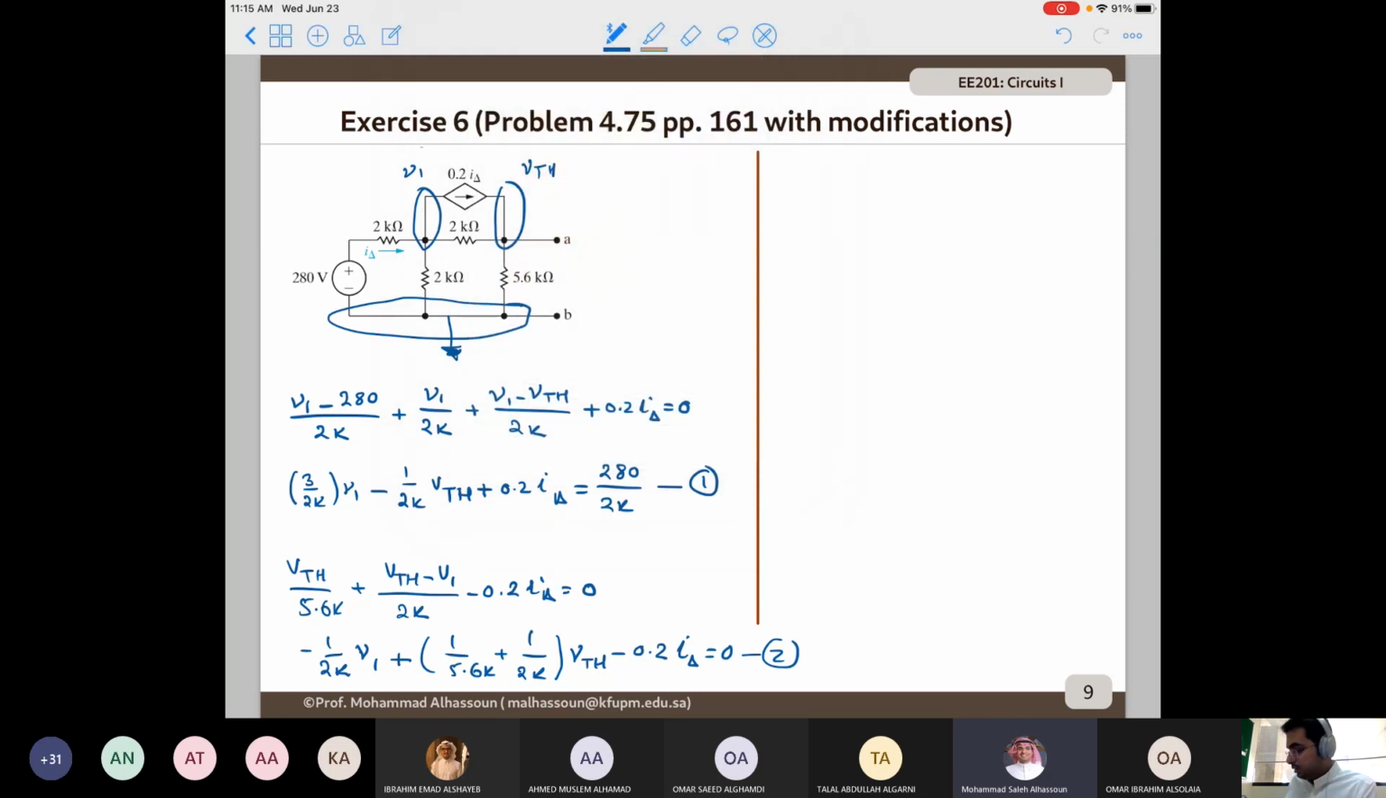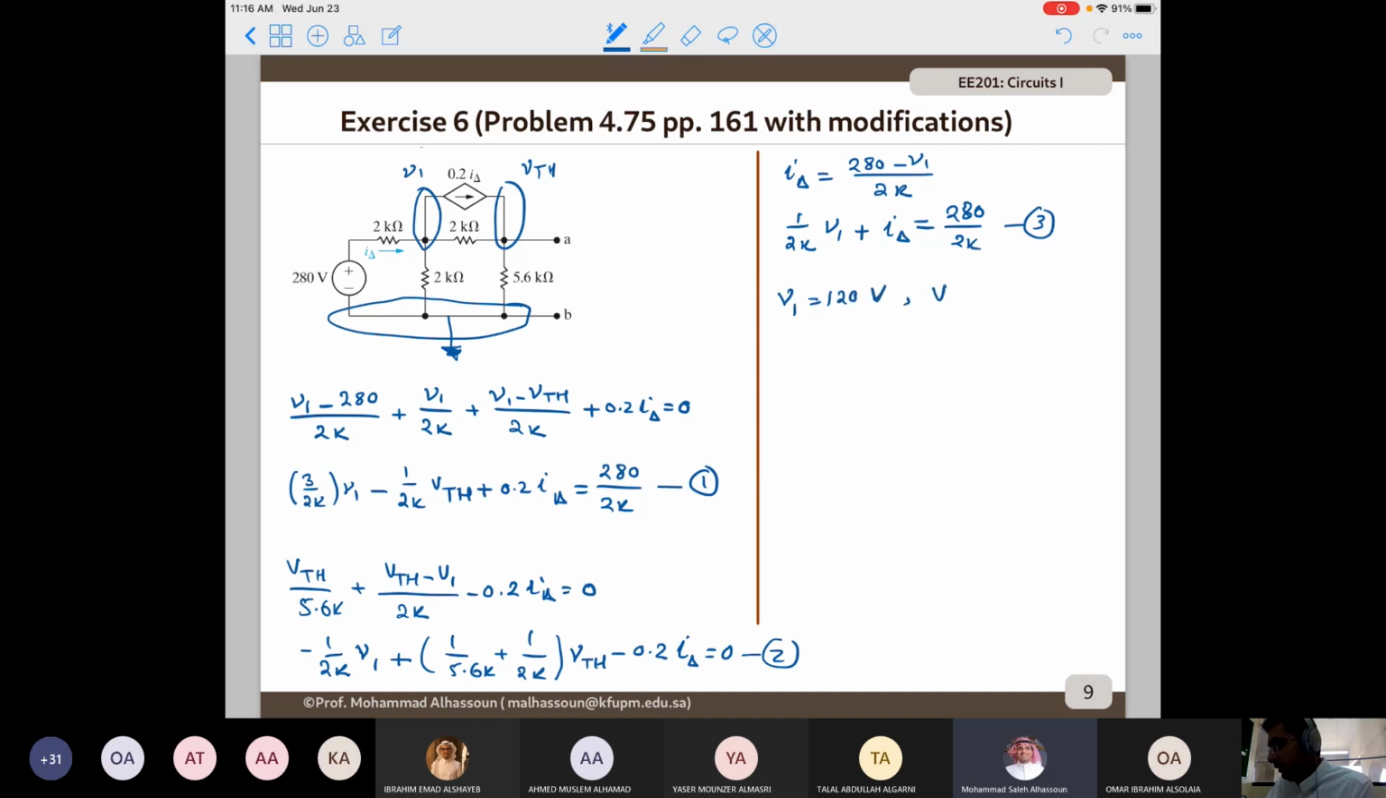Yes, we need to add a third equation, which is I delta. It will be 280 minus V1 over 2K. Exactly, 280 minus V1 divided by 2K. So 1 over 2K V1 plus I delta equals 280 divided by 2K. This is the third equation. If I solve for them, I'll get V1 equals 120 volts.